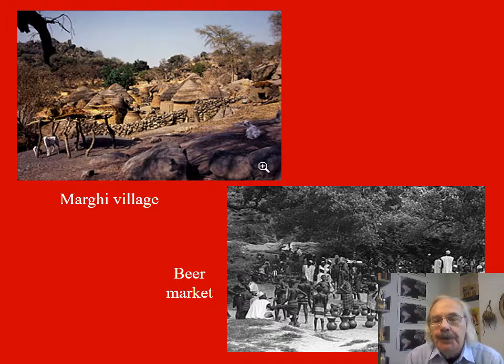And so you see a picture here of a beer market on the right, and you see a village above. About half of the Margi country had been subdued and paid tribute. The other half was an area which was raided for slaves by Borno, so it was very much a frontier region. And this is where Muhammad Ali's mother came from, before she married his father.